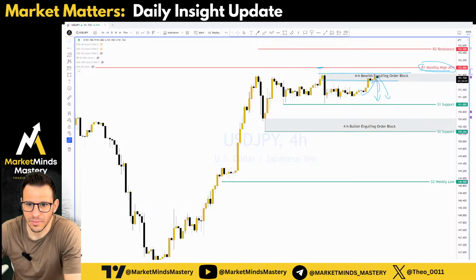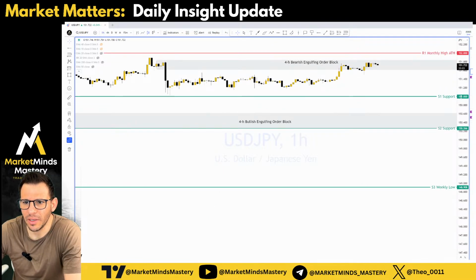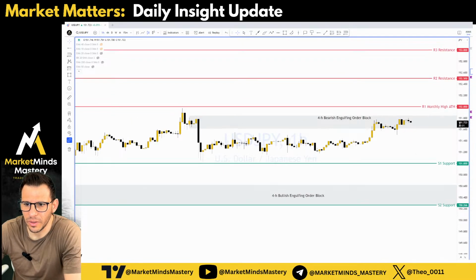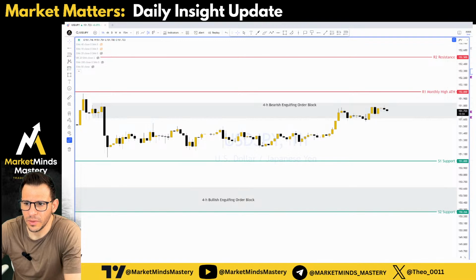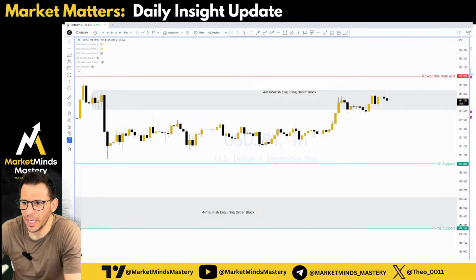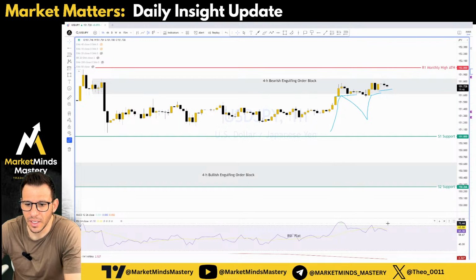But please be mindful of where you're going to place your stop loss. You can follow some market structure on a lower time frame, like the price kind of making equal highs here. So again, weakness. You can check also the RSI declines.